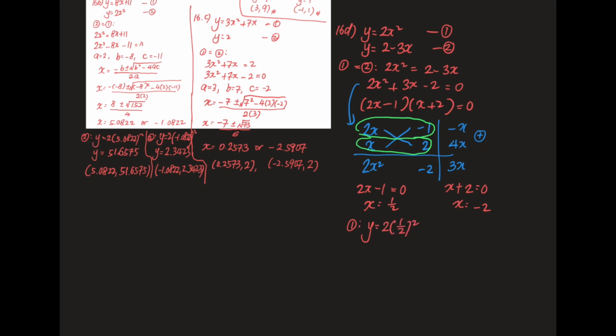And equation 1 then, y equals 2 times one half squared. And then we count this, 1 over 2. So 1 over 2 and 1 over 2 is the first intersection point. And the second intersection point, we use equation 1 again. We substitute minus 2 inside. So we get 8. Minus 2 and 8 are the second intersection point. Okay, so we get the two intersection points.